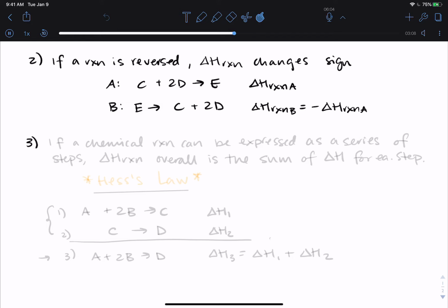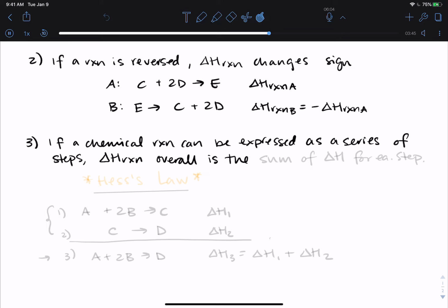And then the third rule, which has a specific name, but we're going to talk about the rule first. If a chemical reaction can be expressed as a series of steps, then the deltaH reaction overall is the sum of deltaH for each step. And this is known as Hess's law.